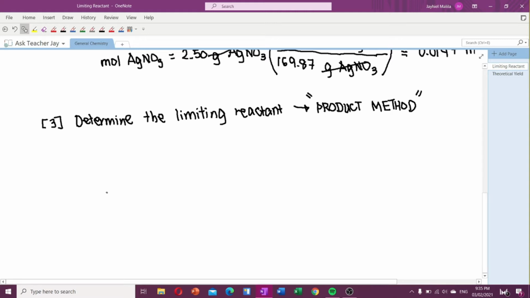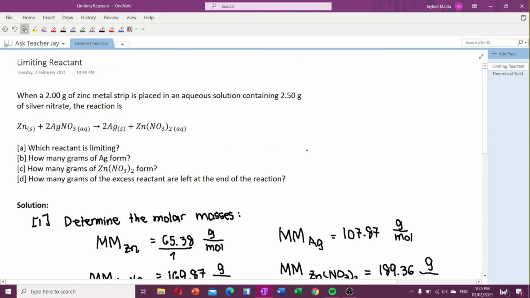The first thing that you have to do is, number 1, you have to choose any product as your basis. Any product as your basis. So we have here 2 products. Let's go back to the equation. We have here Ag and we have here zinc nitrate.